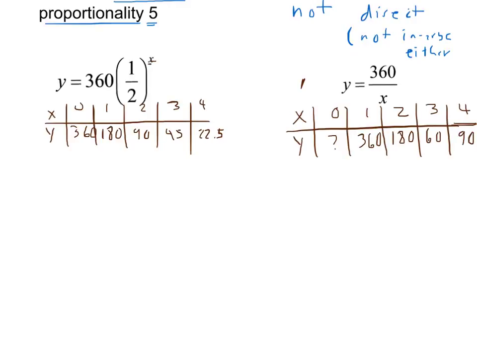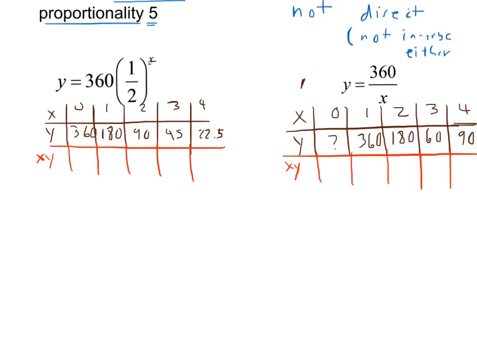Next, let's look at proportions. For this test, I'm going to be looking at the product of x and y, because I already know that the quotient, if I take y and divide by x, is going to be different each time. 180, 90 over 2 is 45, 45 over 3 is 15, it's going to be different. And same thing over here. So that tells me that the quotient is not lining up to be a constant, so I know that they're not direct. And the only option, because it's decreasing at a decreasing rate, is that it's going to be inverse.